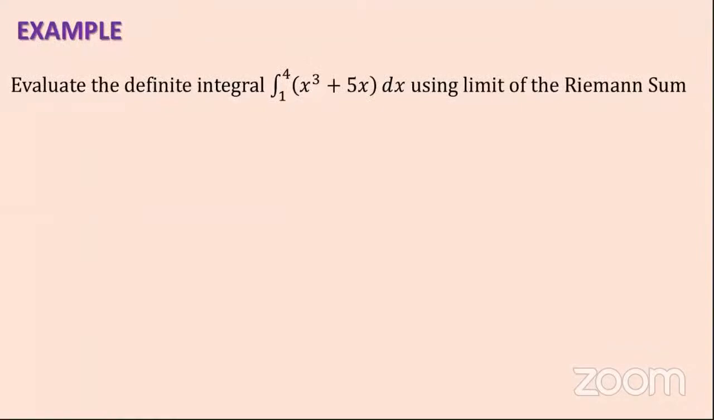Here is our question. The question is, evaluate the definite integral given here, from 1 through 4 of x cubed plus 5x with respect to x, using the limit of Riemann sum. So if we want to evaluate the definite integral using the limit of Riemann sum, you know the formula. Let me write it here. Integration from a through b of a function with respect to x is equal to the limit as n approaches infinity of the sum k equal to 1 through n, f of xk times delta x. So what is that? This one, summation k equal to 1 through n, f of xk delta x. This is the Riemann sum.